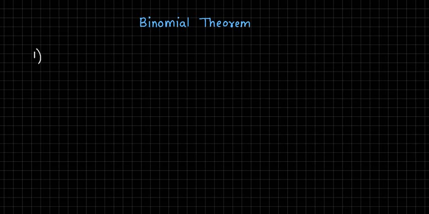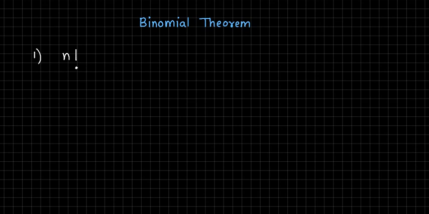Firstly, recollect the factorial notation that you must have done in the topic of permutations and combinations. If not, here it is. For any natural number n, the n factorial, shown by the symbol n and an exclamation mark, is defined as the product of all the natural numbers from 1 up to that number n itself. Okay, so that's the definition of n factorial.